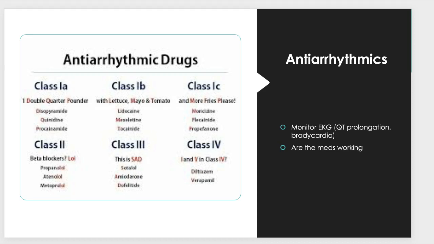There are several classes of antiarrhythmic drugs: class 1A, 1B, 1C, class 2, 3, and class 4. These are all very important because you need to monitor frequent EKGs, looking specifically for QT prolongation and bradycardia. The other aspect of antiarrhythmic medications is that if you have a patient on an antiarrhythmic, they should not be having any further heart arrhythmias. This includes atrial fibrillation, atrial flutter, and ventricular arrhythmias.